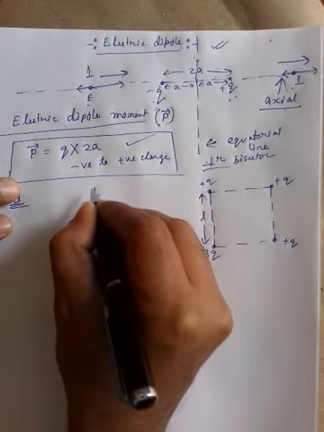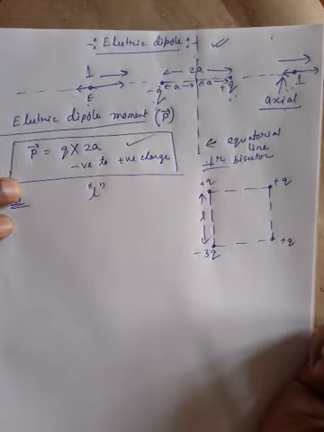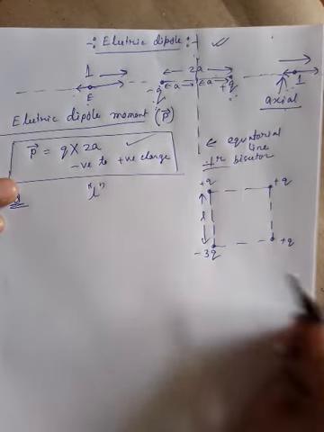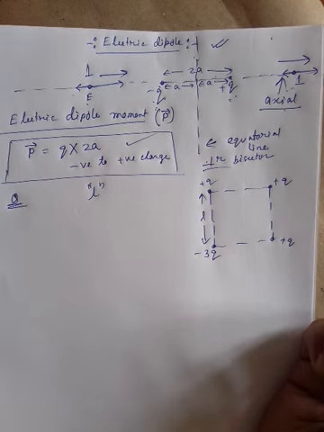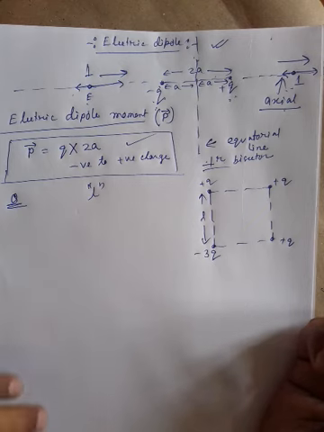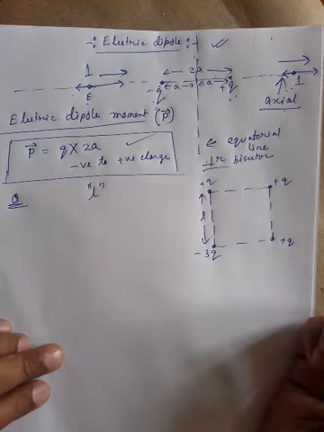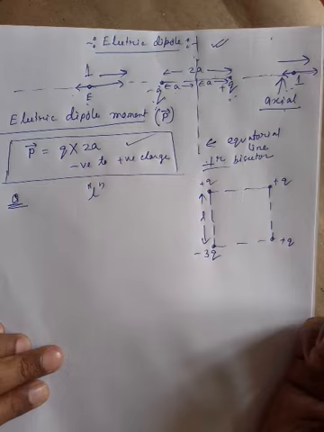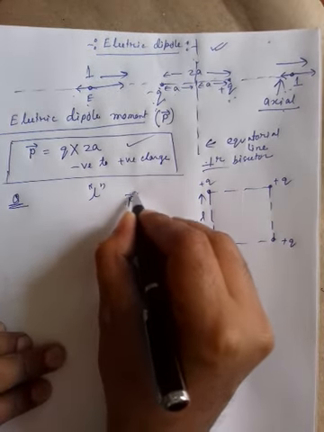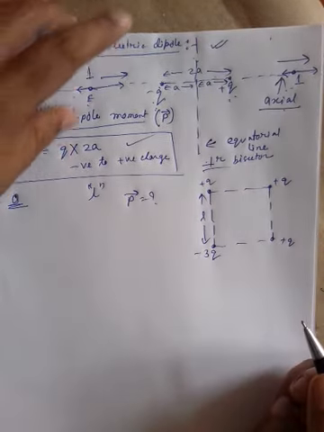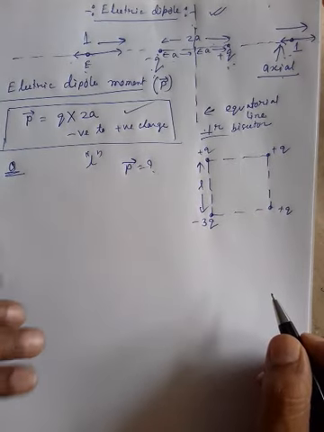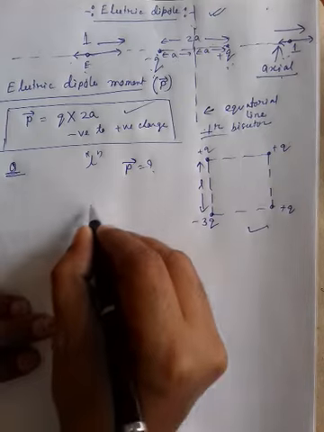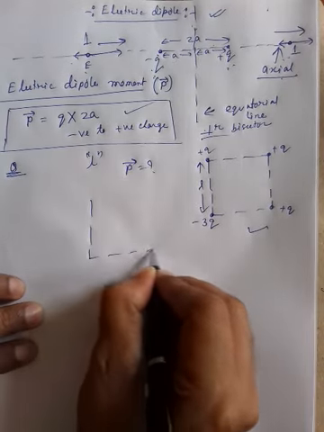If L is small, find the electric dipole moment associated with the combination. Meaning we have to find what is P. Now to find electric dipole moment, two methods are possible. I am going to show both methods one by one. So this is the original question. I am drawing it here separately.